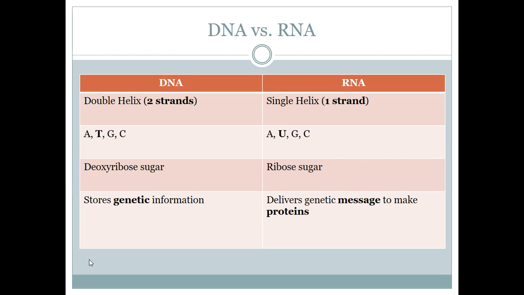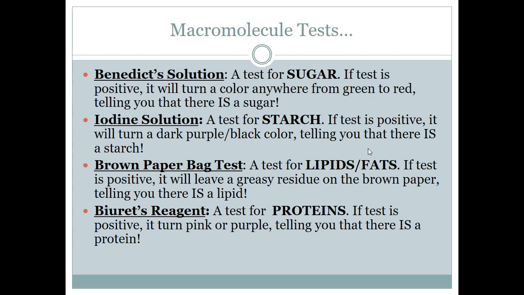RNA, on the other hand, is a single helix, meaning that there's one strand. Notice here that it contains the nitrogen bases A, U, G, C. So for RNA, there is no T, it contains a U instead. While DNA does not contain a U, it contains a T. So make sure to know that difference. RNA contains the ribose sugar, so again, that word part ose means it's a sugar, and they are responsible for delivering genetic messages and helping to actually synthesize those proteins or to actually build them.